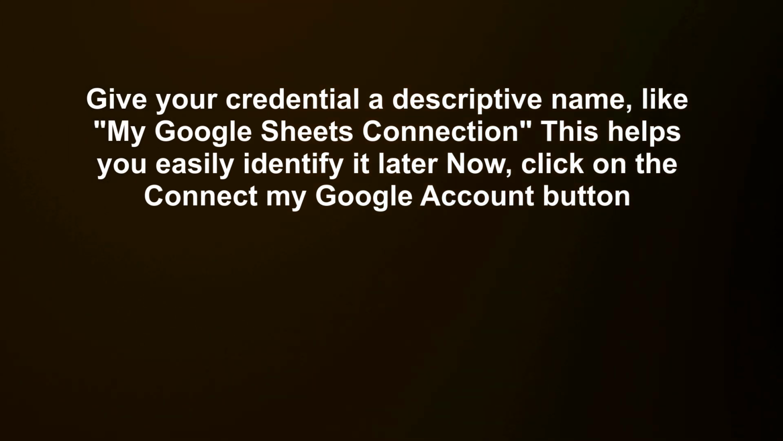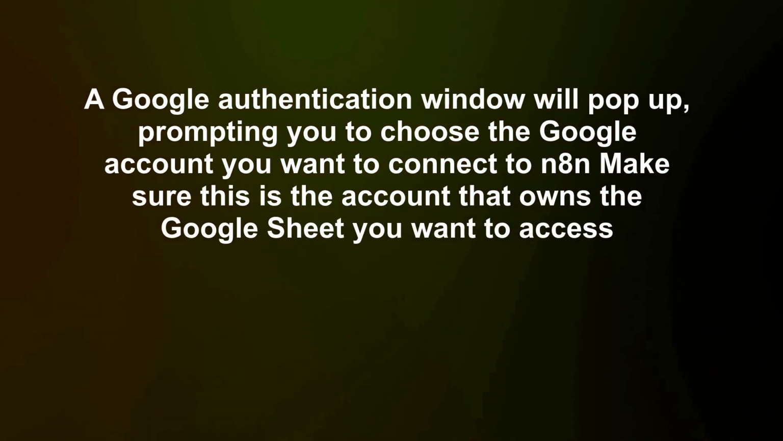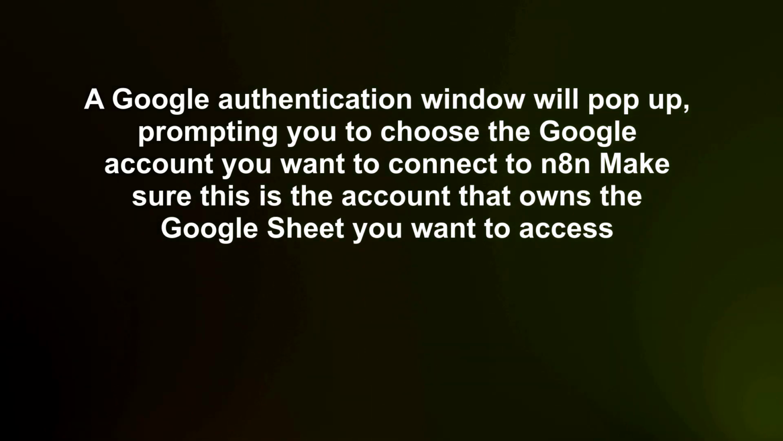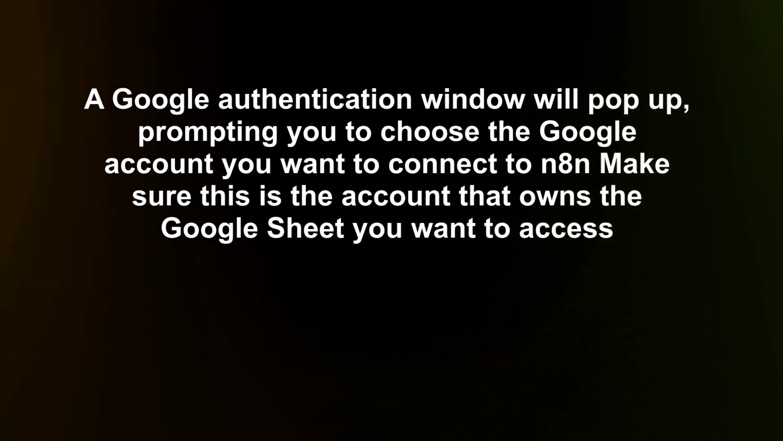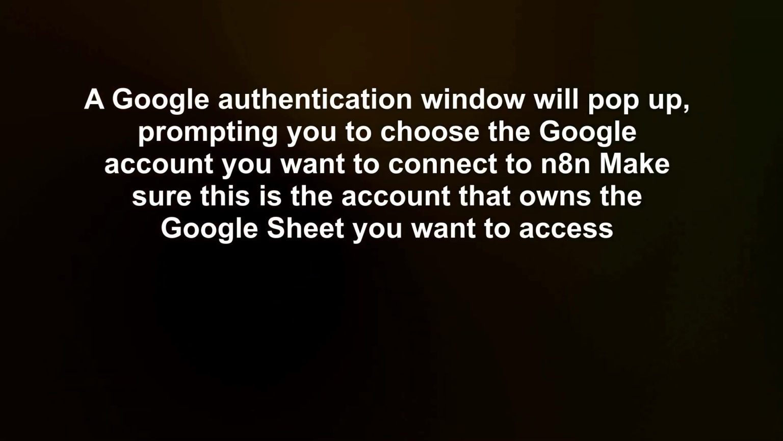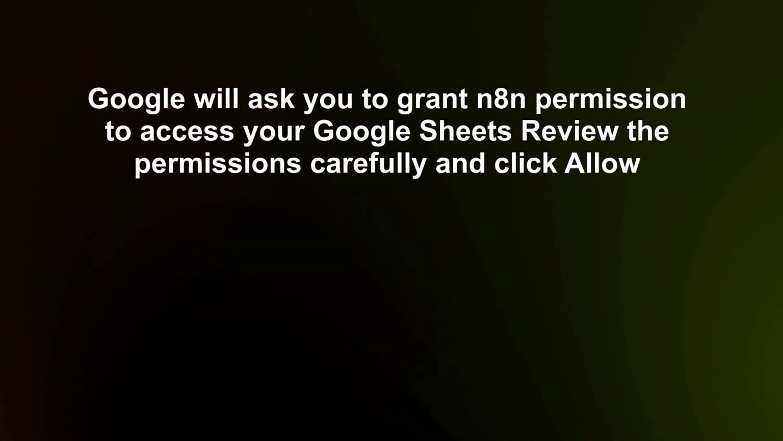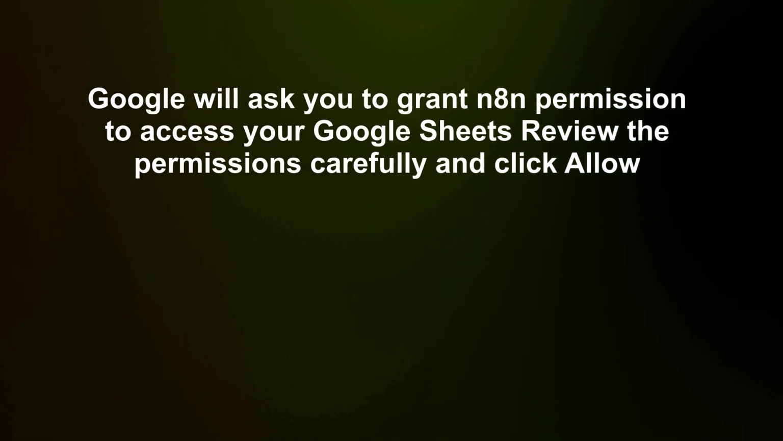Now, click on the Connect My Google Account button. A Google authentication window will pop up, prompting you to choose the Google account you want to connect to N8n. Make sure this is the account that owns the Google Sheet you want to access. Google will ask you to grant N8n permission to access your Google Sheets. Review the permissions carefully and click Allow.